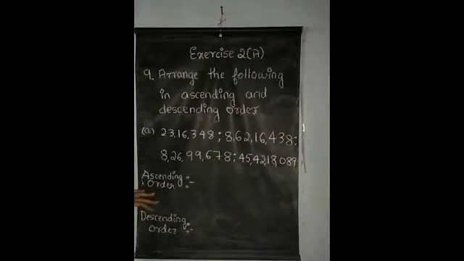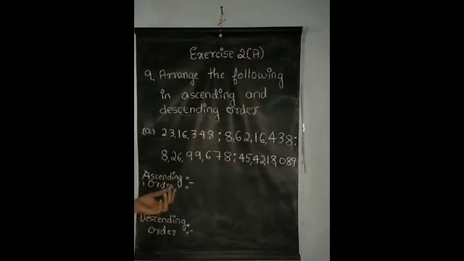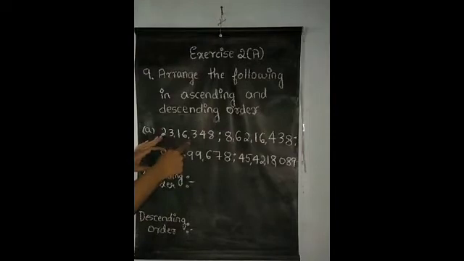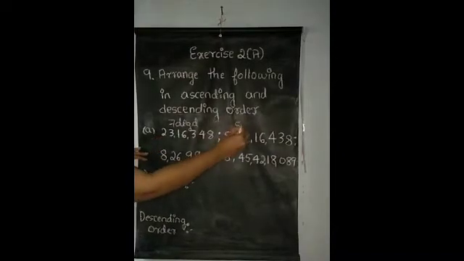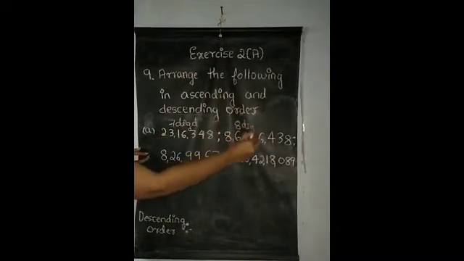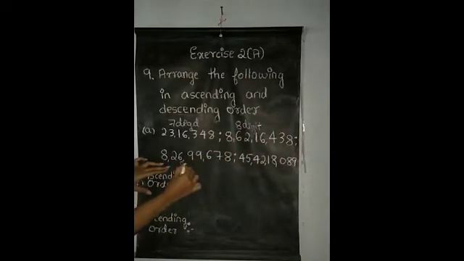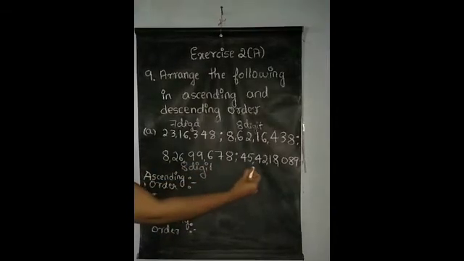What do you mean by ascending order? Ascending order means from smallest number to the largest number. So here we have to arrange these numbers in ascending order. First we have to count the number of digits in each number. So here this number has 7 digits. This number has 8 digits. This number has 8 digits. And this number has 9 digits.